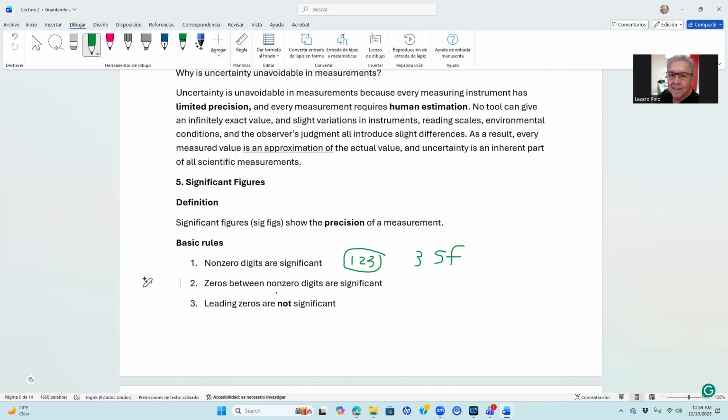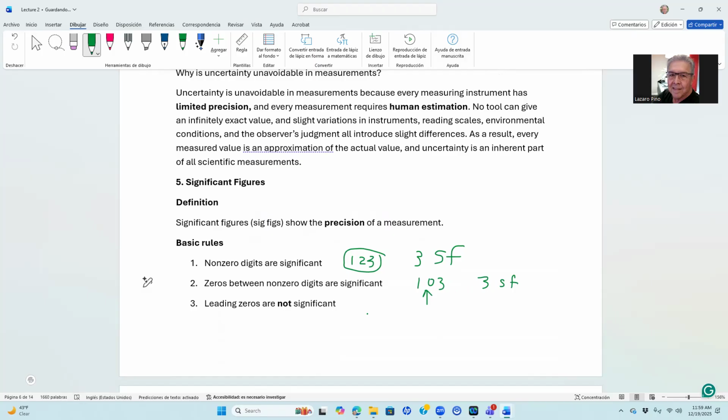If you have zeros between non-zero digits, for example, 103, this 0 that is between two non-zeros is considered significant. So this number has 3 significant figures. Leading zeros are not significant.